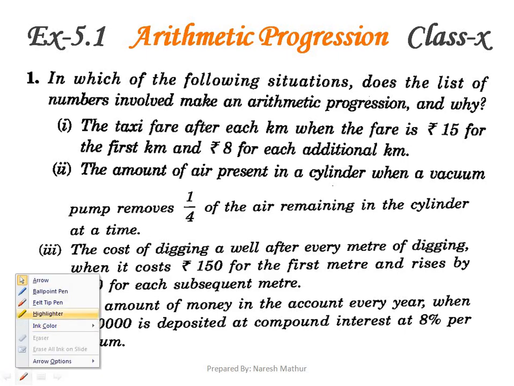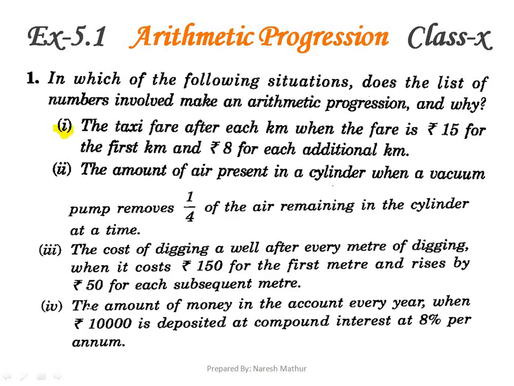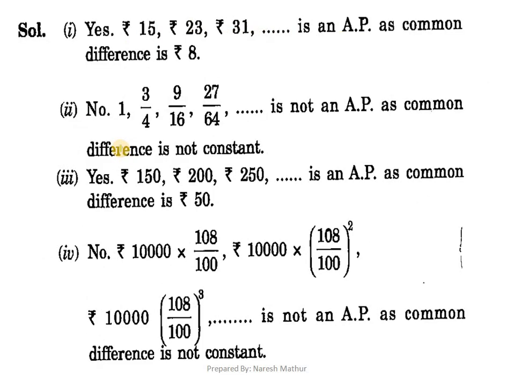Alright, see the next condition. In the second condition, the amount of air present in a cylinder when a vacuum pump removes 1/4 of the air remaining in the cylinder at a time. Now just consider, it is removing 1/4 of the air remaining in the cylinder. It means 1/4 of the present air has been removed. Alright, so let's consider that in the beginning it has 1 unit.